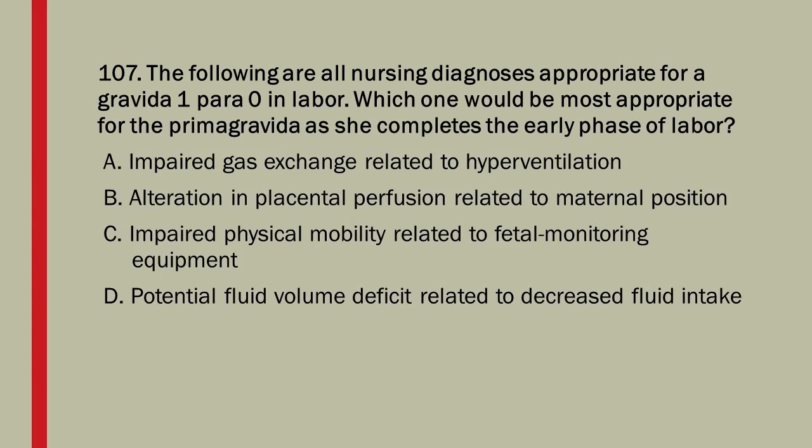107. The following are all nursing diagnoses appropriate for a gravida 1 para 0 in labor. Which one would be most appropriate for the primigravida as she completes the early phase of labor? A. Impaired gas exchange related to hyperventilation. B. Alteration in placental perfusion related to maternal position. C. Impaired physical mobility related to fetal monitoring equipment. D. Potential fluid volume deficit related to decreased fluid intake.